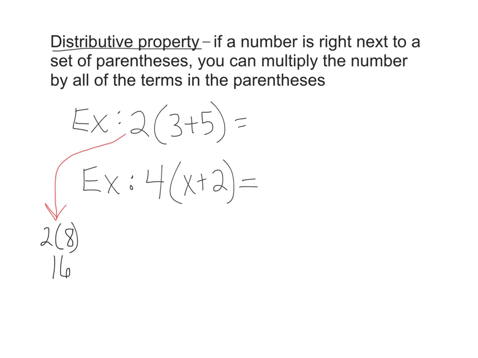So using the distributive property, we're going to multiply the 2 by all of the terms inside the parentheses. So we're going to start by multiplying 2 times 3. And then there's an addition sign in between the 3 and the 5, so we'll put plus. And then we're going to distribute the 2 to the 5, so we're going to do 2 times 5.